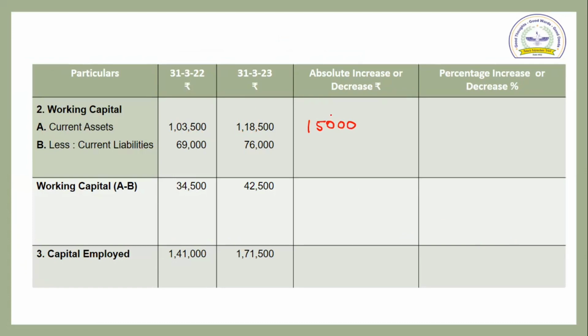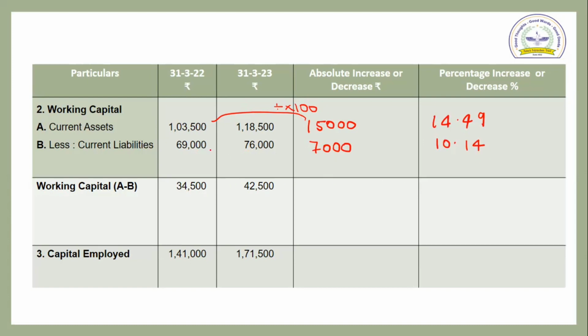Now 15,000 divide by 1,03,500 multiply by 100. So we are going to get, student, 14.49%. Same here, 69,000 and 76,000. Yes. So we are going to get the difference of 7,000 rupees. So same, 7,000 divided by 69,000 multiply by 100. If you are going to do, then you get 10.14%.